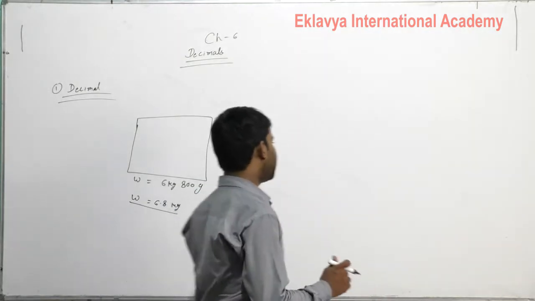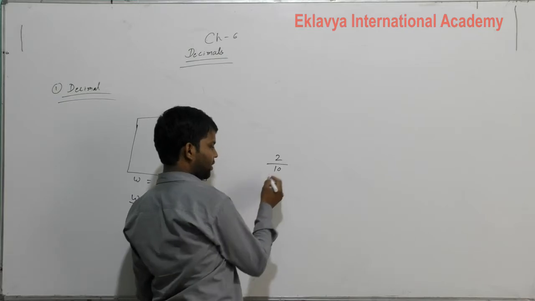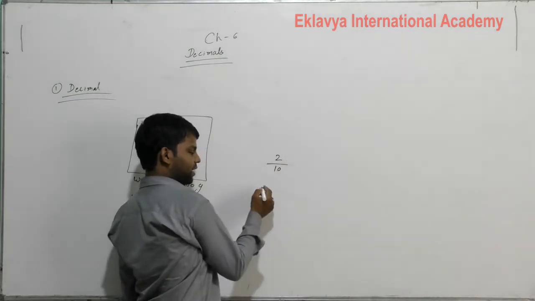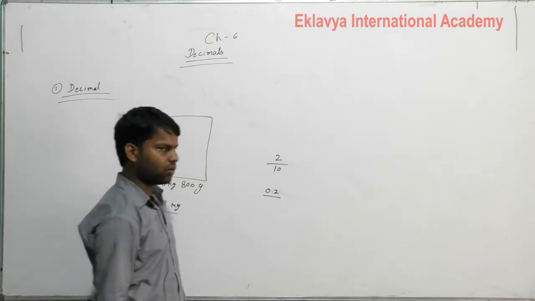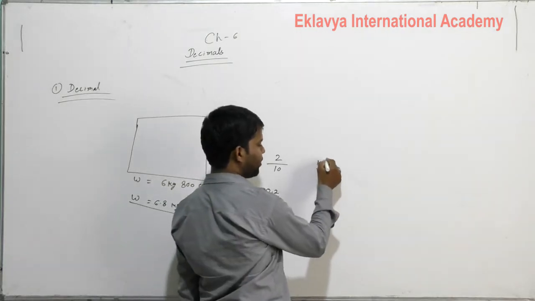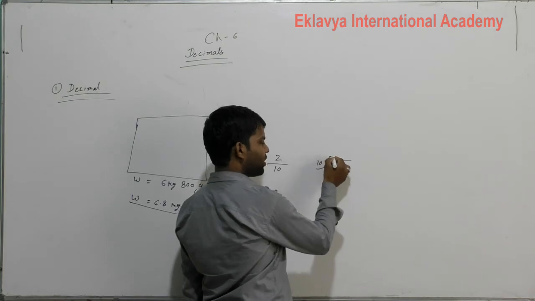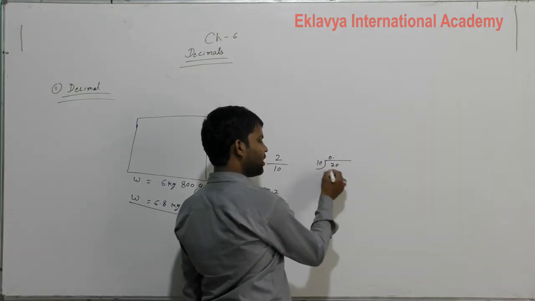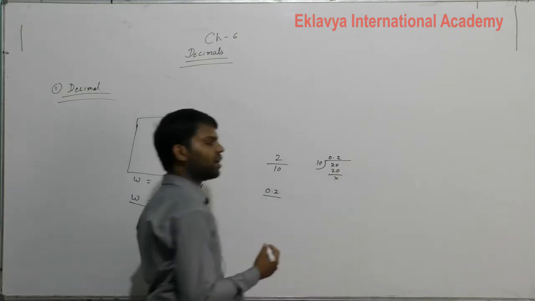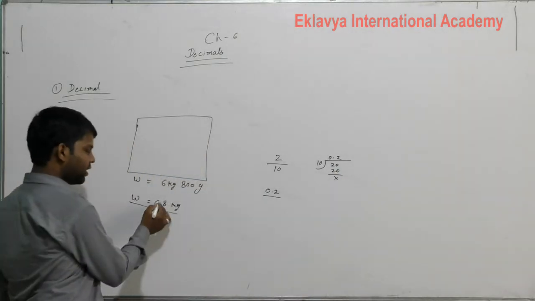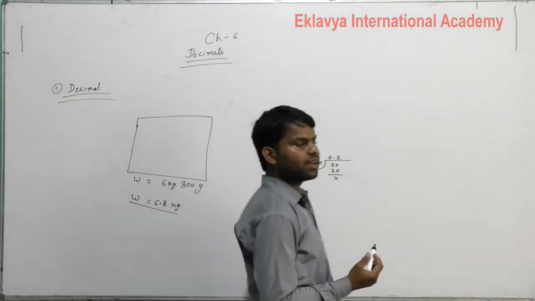Assume that if we divide 2 by 10, then we get 0.2. How? If we divide 2 by 10, we can't divide, so we put a decimal point, then 0, then 2 becomes 20. So here we got a decimal sign. The name of this sign is point. We will say here point.